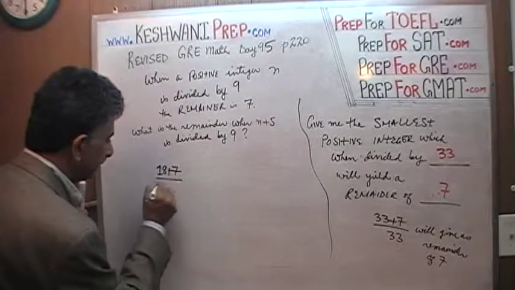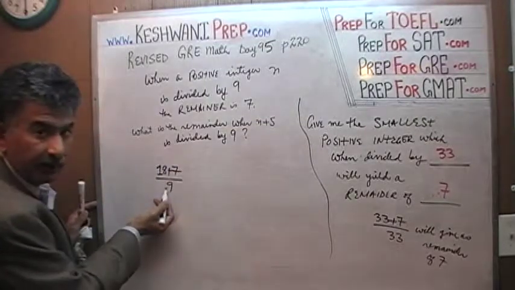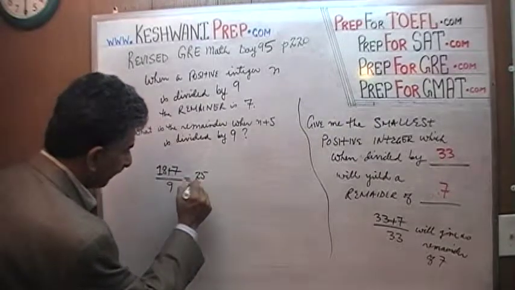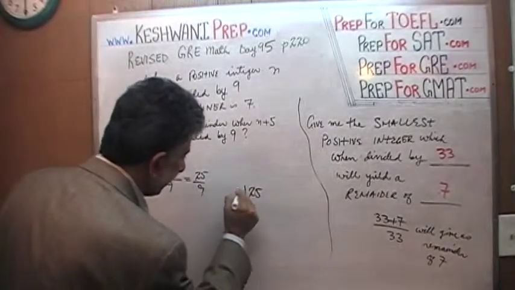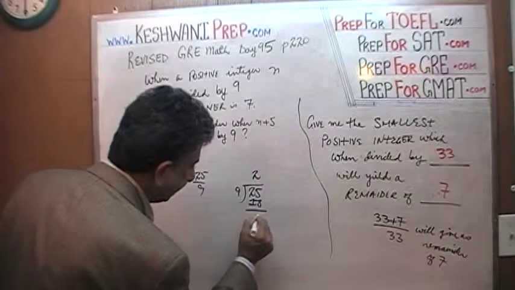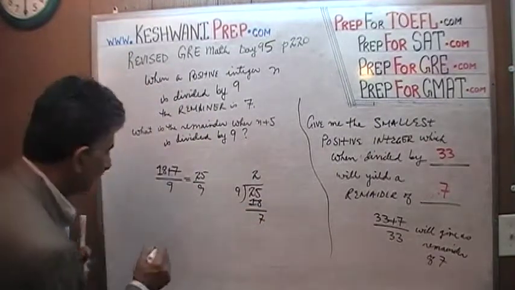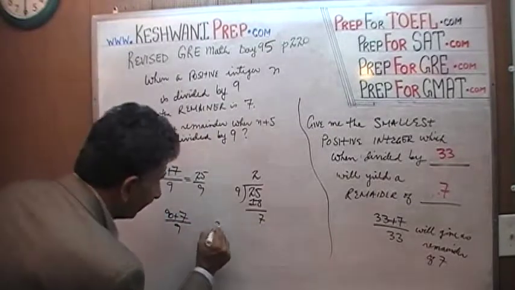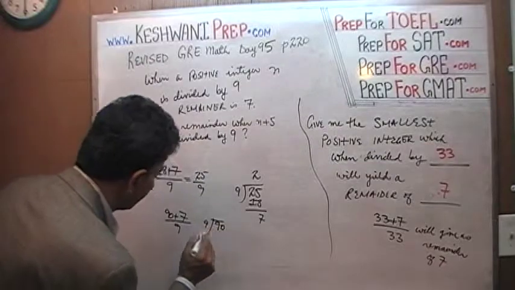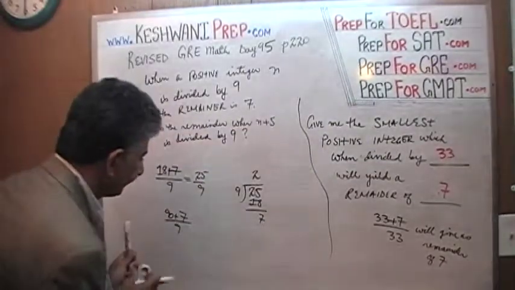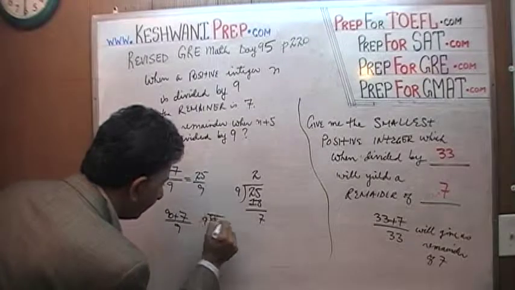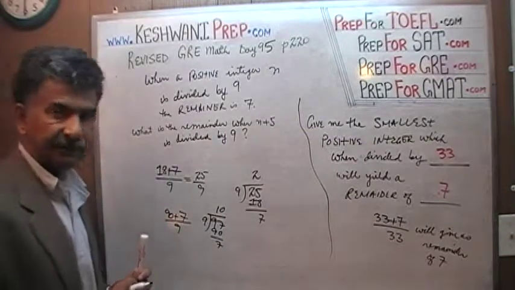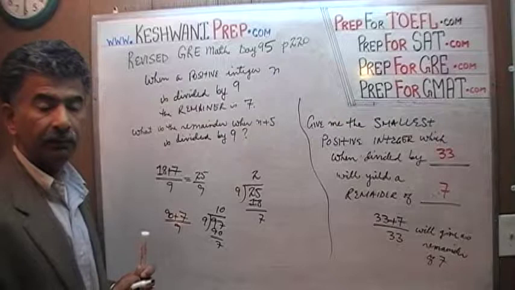18 plus 7 divided by 9. We know 18 can be divided by 9 twice. And if you were to divide 18 plus 7 by 9, 18 plus 7 is 25. 25 divided by 9 goes 2 times 18, and that gives us a remainder of 7. Similarly, 90 plus 7 divided by 9 will yield a remainder of 7. 97 divided by 9 will give us a remainder of 7. Any multiple of 9 plus a 7, when divided by 9, will give us a remainder of 7.